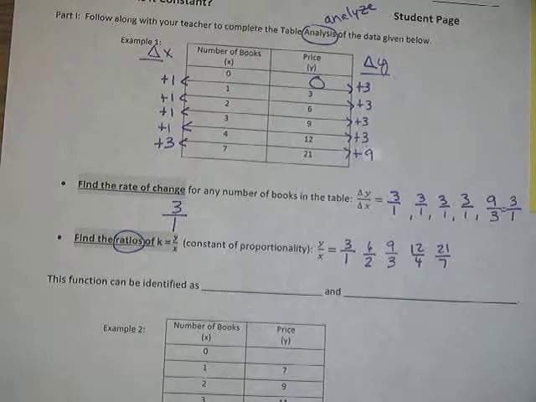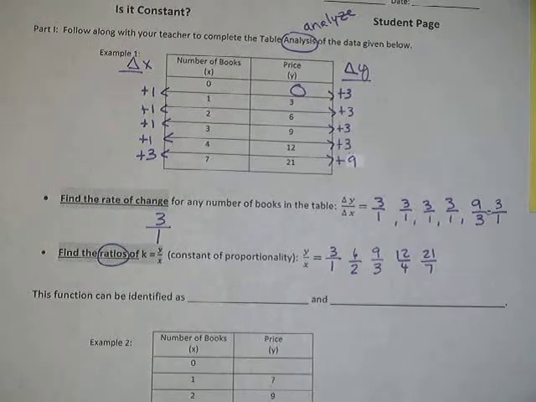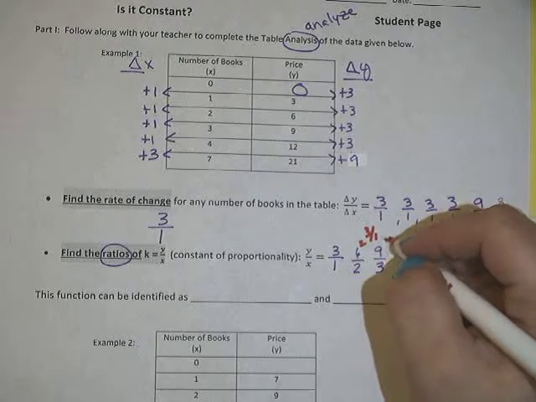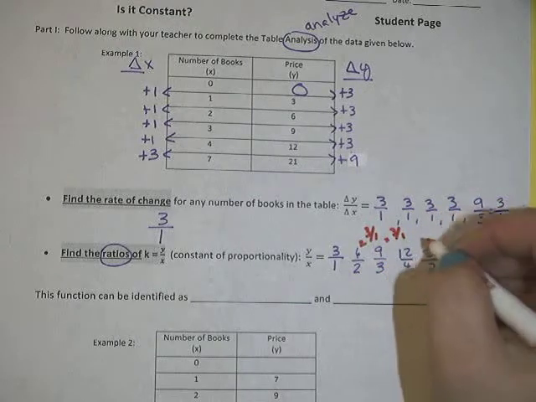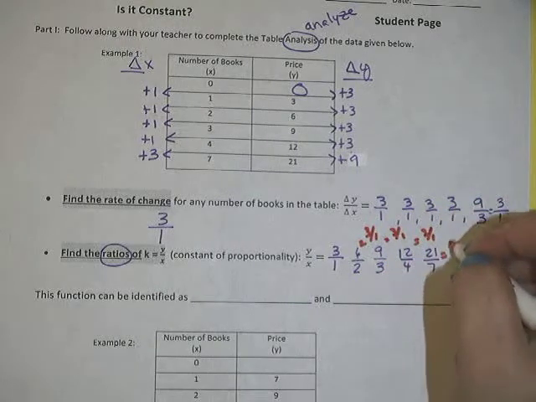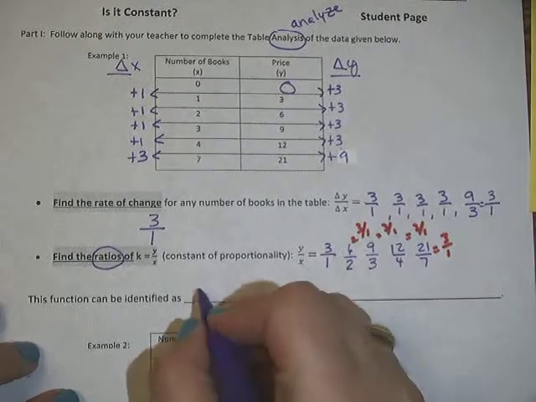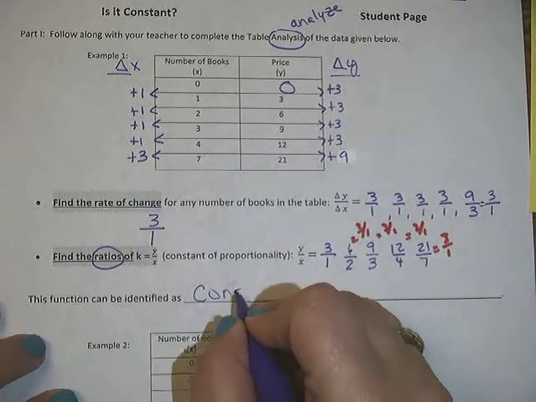Now all of these ratios look different. All of them look different, but you can do what? Simplify. So 6 halves, can that equal 3 over 1? 9 thirds, can that equal 3 over 1? So could all of these equal 3 over 1? Yes. So listen to this.